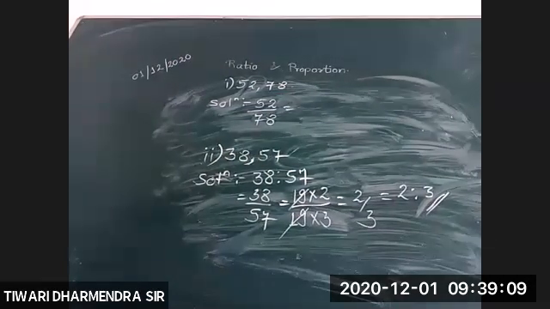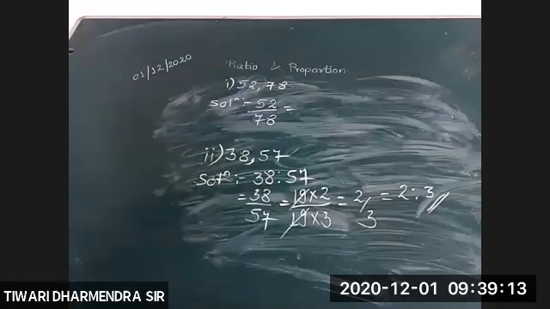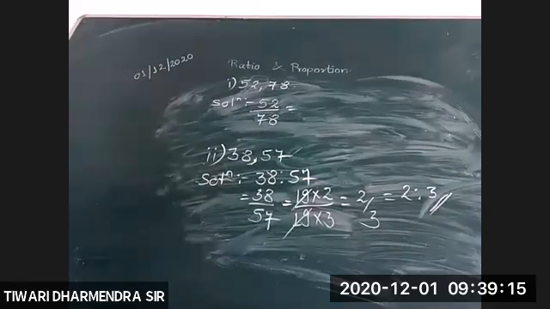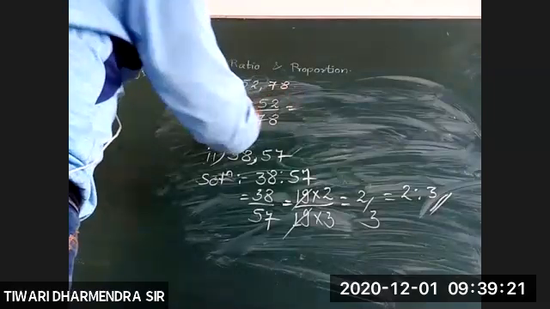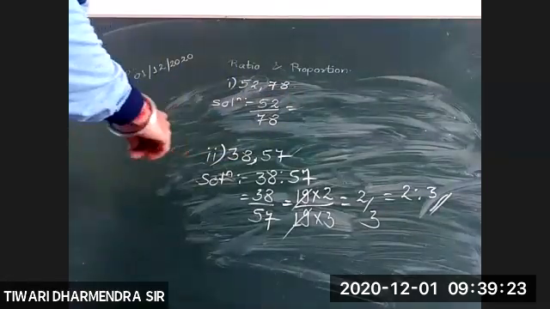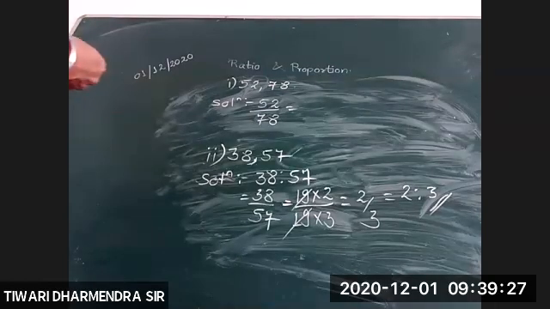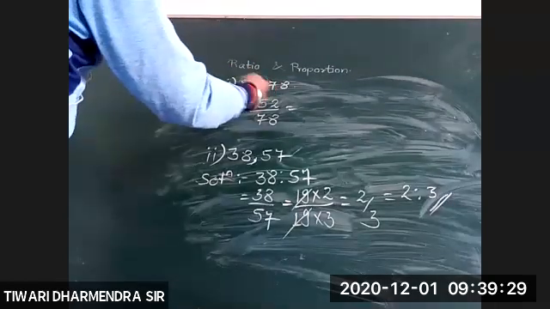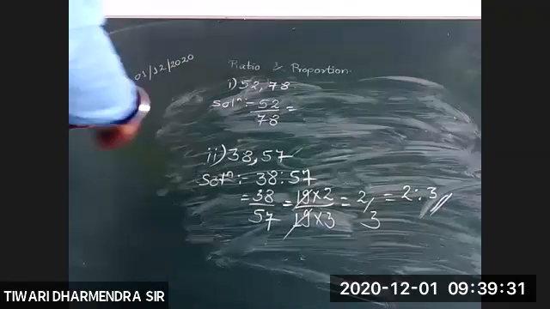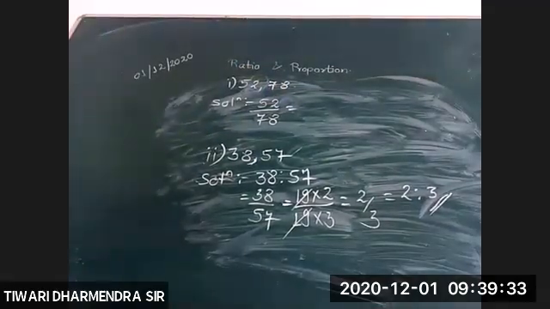Now 52 by 78. This can be written as... we can see, what is the common multiple? 13. 13 is the common multiple, because even you can take 26, 26 twos are and 26 threes are.